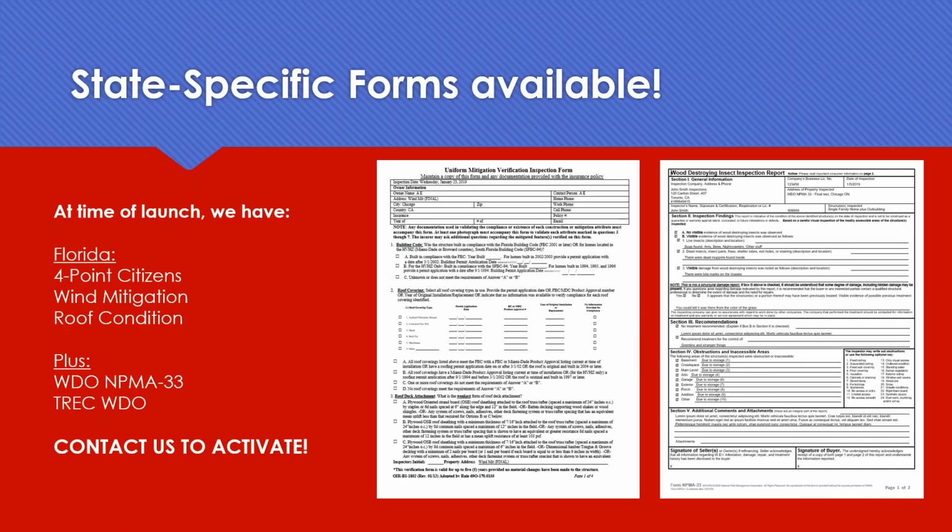Okay, so as of launch, again, we do have some state-specific forms available. For Florida, we have a 4-point citizens form, a wind mitigation form, and a roof condition form. We also have the WDO NPMA 33 and the Trek version of the WDO built into Horizon, so you can collect it inside of Horizon and then output it to the state format.